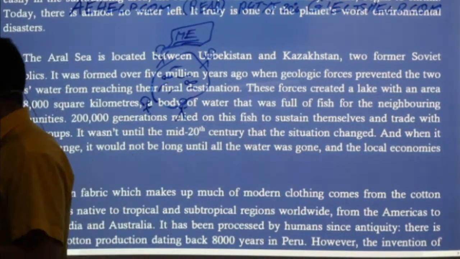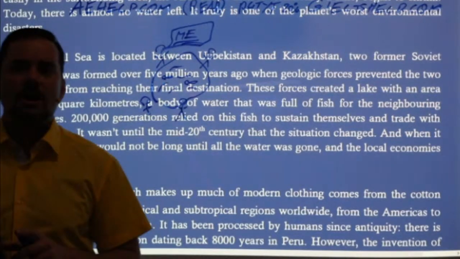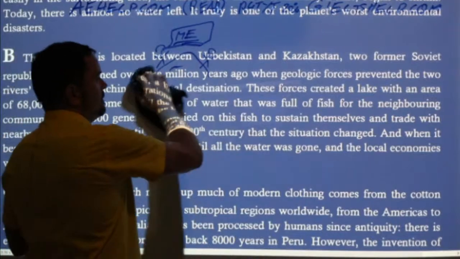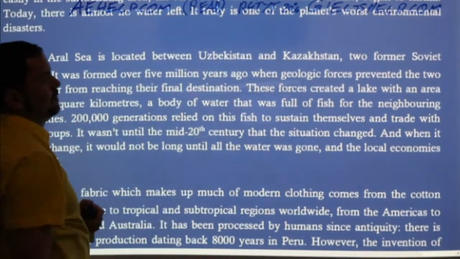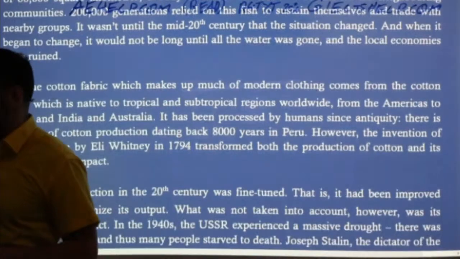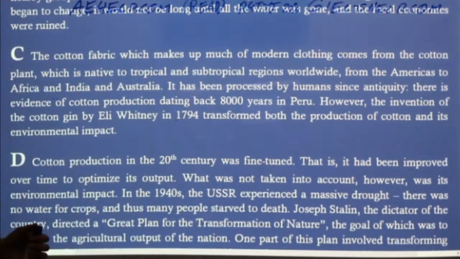Okay? It is definitely, Mohammed, about the history of this sea. That's what this paragraph is about. Okay? So first paragraph introduction is the background. This is about the history. Let's keep going. Okay? Here we go, students.